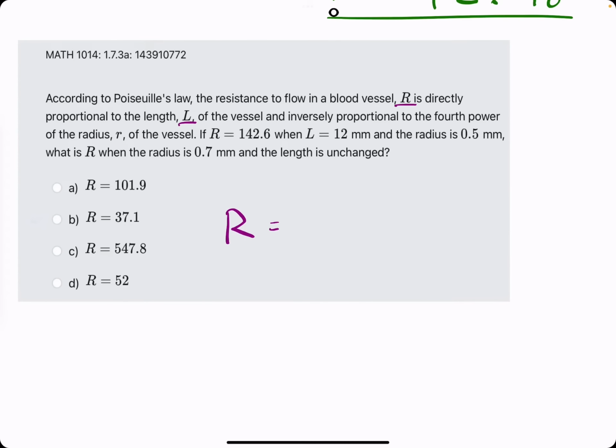So R is directly proportional to L. So we have K times L. And I might just go ahead and keep it kind of separate like this. And then inversely proportional to the fourth power of R. So inversely proportional to R to the fourth. So it's going to be the same exact setup as the last one. Now, just different values, right? So 142.6, 12, and 0.5 for R, L, and little r, respectively.